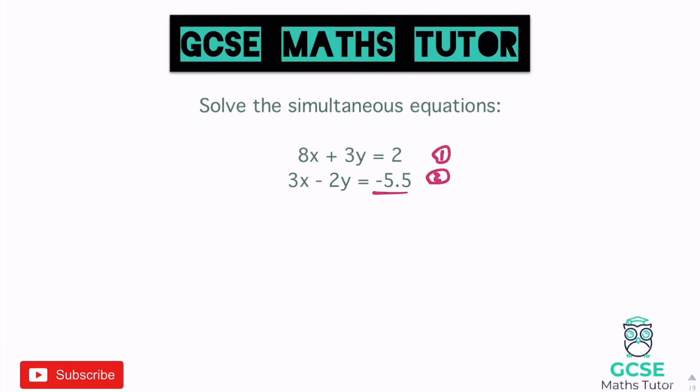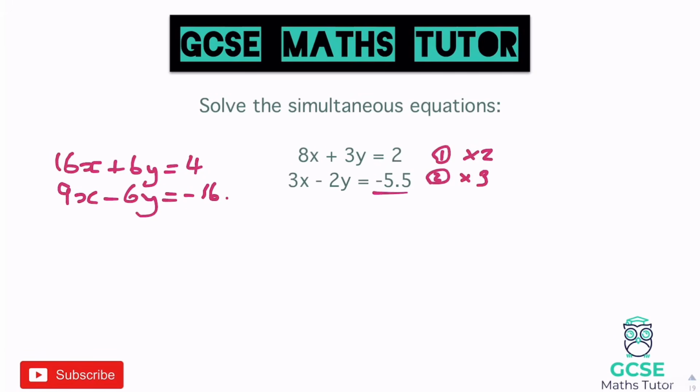So we're going to get the y coefficient to be 6 here, so with 3 and 2, so let's times the top one by 2, and the bottom one by 3, and we'll rewrite them. So 8x becomes 16x, plus 6y equals 2 times 2 is 4, so 4, times the bottom one by 3, so 9x minus 6y equals negative, and let's times that by 3, we get 16.5.